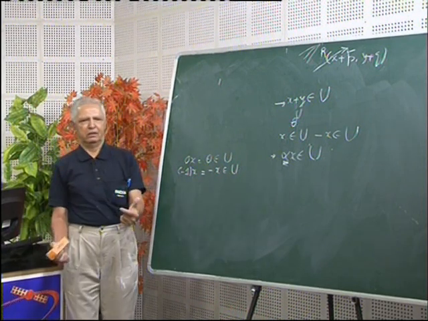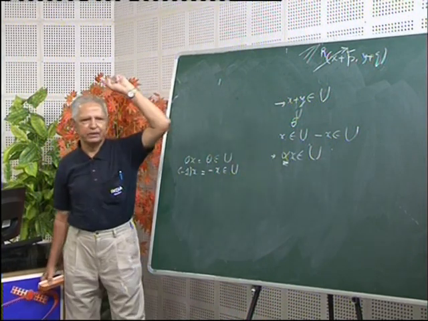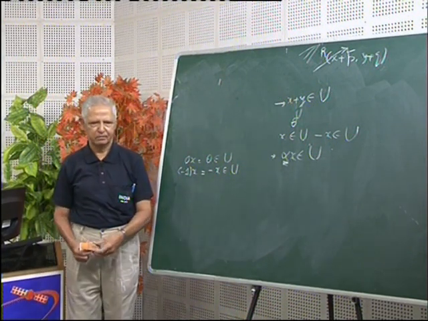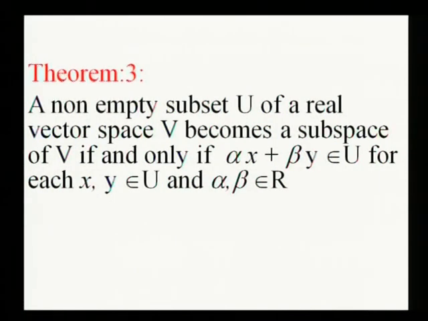We can still simplify this theorem by combining these two properties. We have a next theorem. You can see on this. A non-empty subset U of a real vector space V becomes a subspace of V if and only if alpha x plus beta y belongs to U for each x and y belonging to U and alpha, beta belonging to R. The proof is simple.